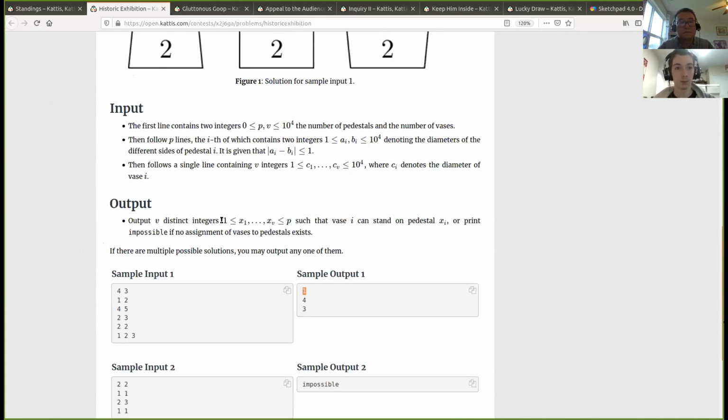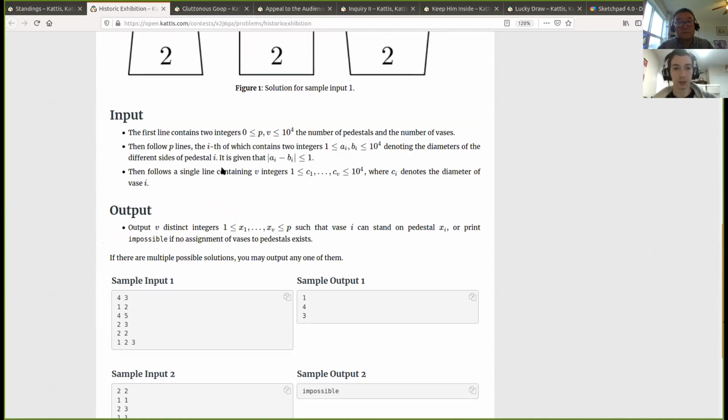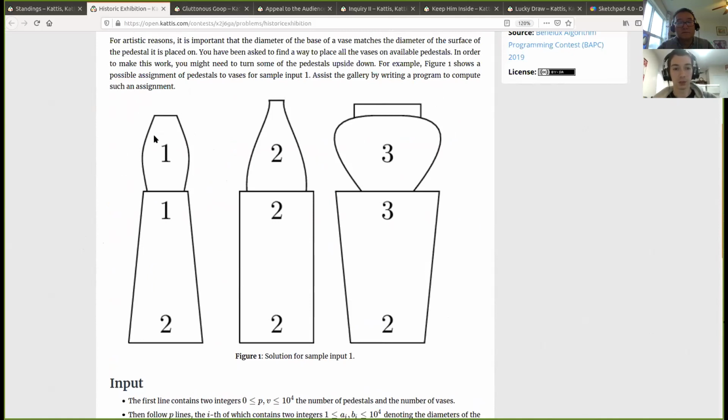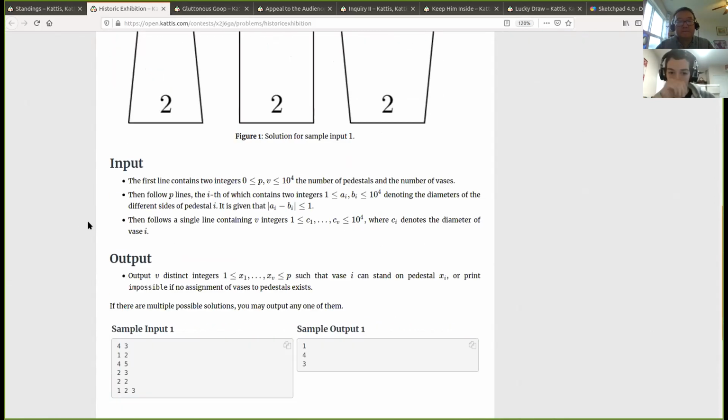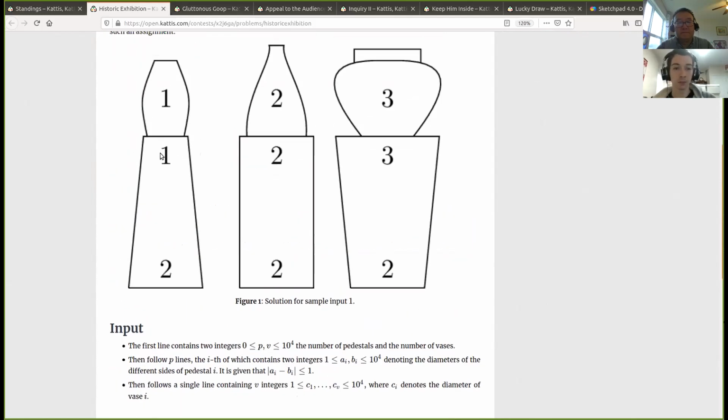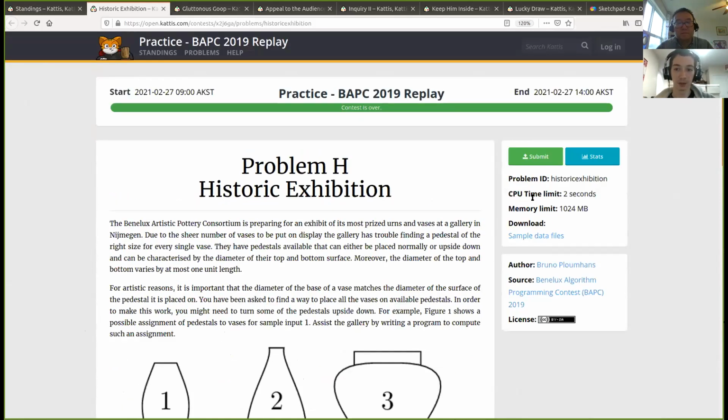So you should be able to do maximum matching with this, because for each vase and each pedestal you can determine if you can put it on there. But the constraints are kind of high, and a pedestal can match with all vases of this type, so it matches with a lot of them. You can actually build a flow graph where it doesn't have that many edges, but it turns out it's just slow. It's extremely tight with the time limit, and there's a simpler solution which we should do instead.